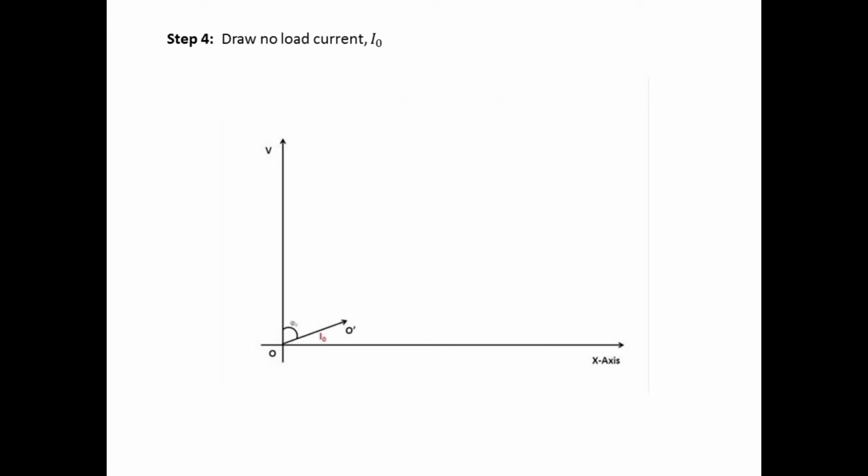And next step is we have to draw the no load current I0. So OO dash represents the no load current. The length of OO dash can be obtained by I0 by current scale, and this angle can be obtained by cos phi 0 equal to W0 by 3V I0. Then cos inverse of W0 by 3V I0 will give phi 0. This W0 and I0 can be obtained from the no load test. V is the rated voltage.